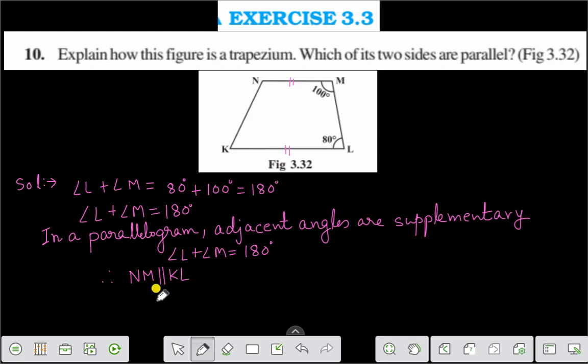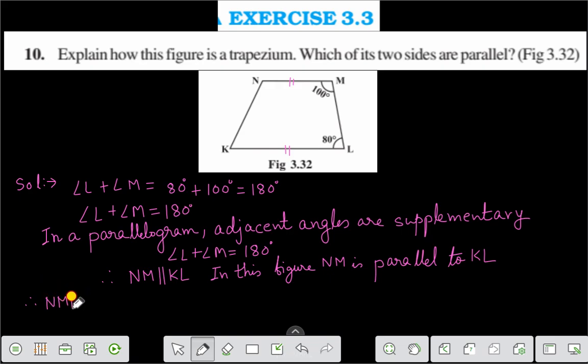Now, since in this figure NM is parallel to KL, therefore, we can say that NMLK is a trapezium.